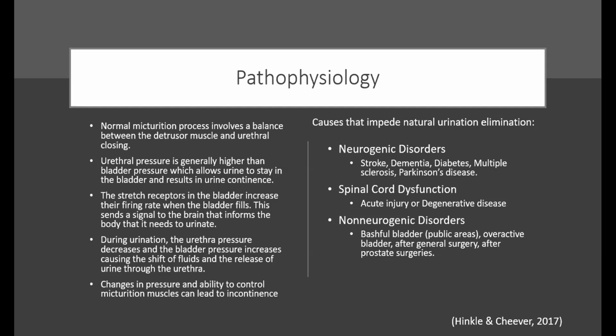So some causes that impede natural urine elimination would be neurogenic disorders such as stroke, dementia, diabetes, multiple sclerosis, Parkinson's disease, spinal cord dysfunction, an acute injury or degenerative disease. Non-neurogenic disorders would include bashful bladder, so that's like being shy, like you can't really go in public areas, overactive bladder, after general surgery and after prostate surgeries.